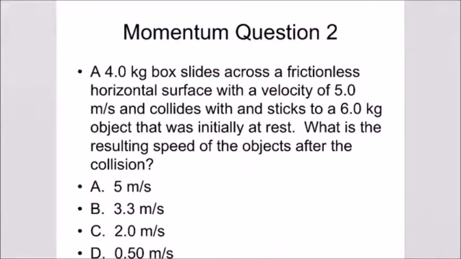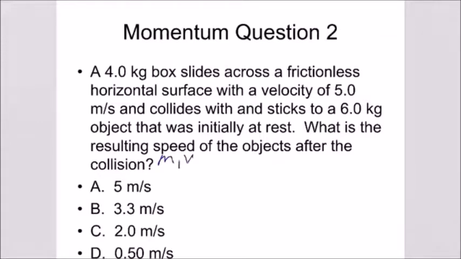Problem 2: we have a 4-kilogram box sliding across a frictionless horizontal surface with a velocity of 5 meters per second, and it collides with and sticks to a 6-kilogram object that was initially at rest. What is the resulting speed of the objects after the collision? Well, this is an inelastic collision. We're going to have to apply the conservation of momentum to make this work.